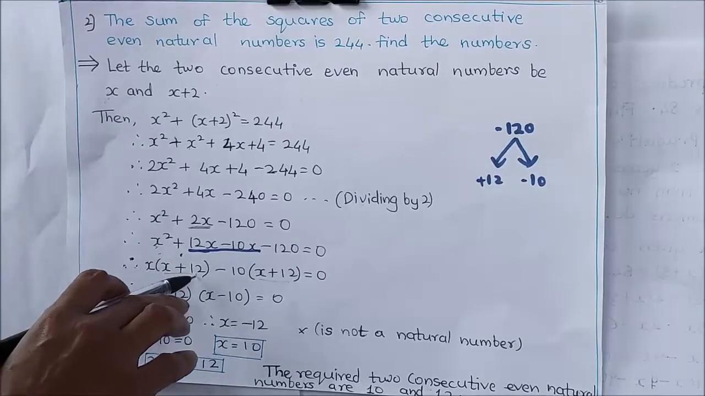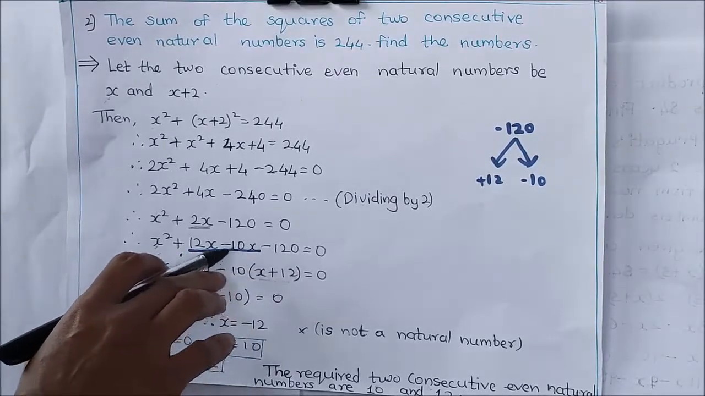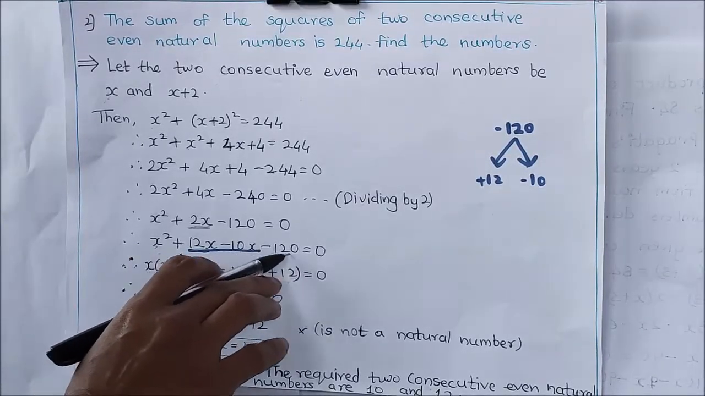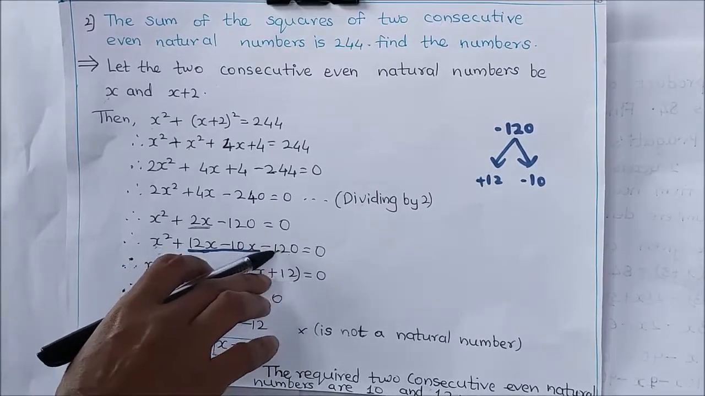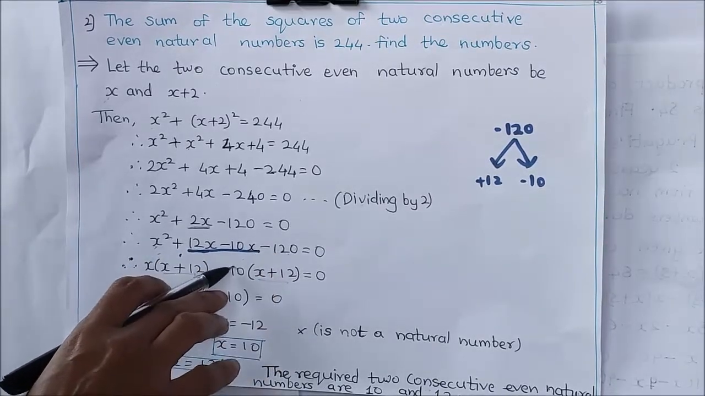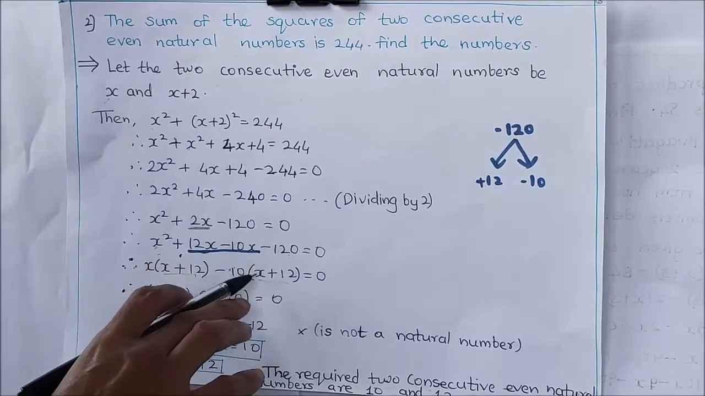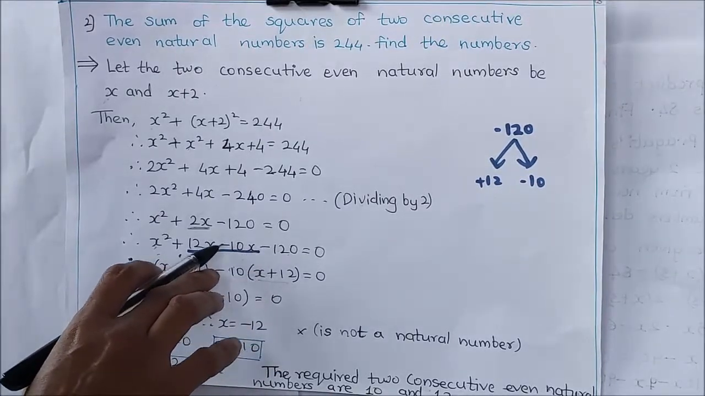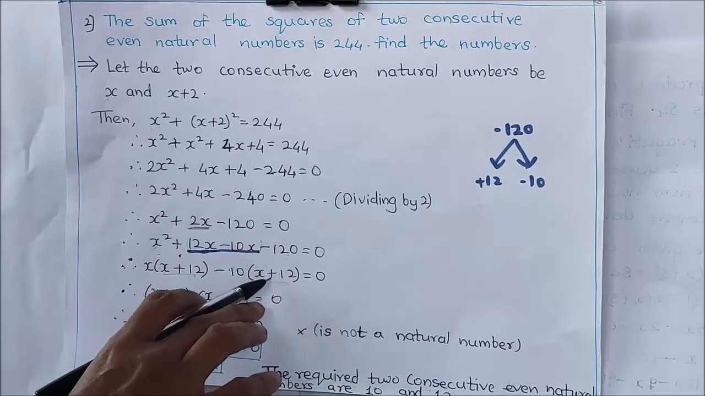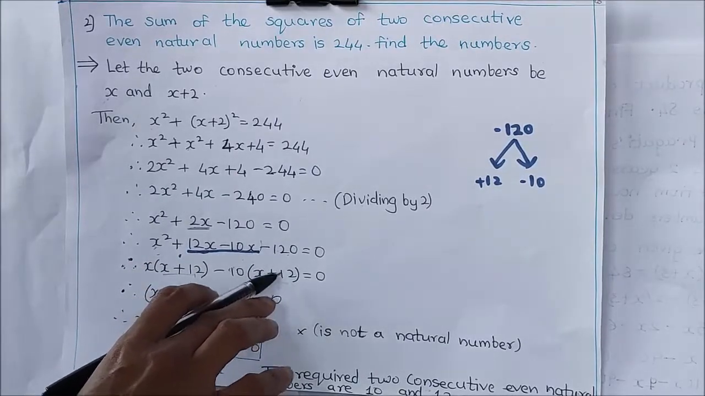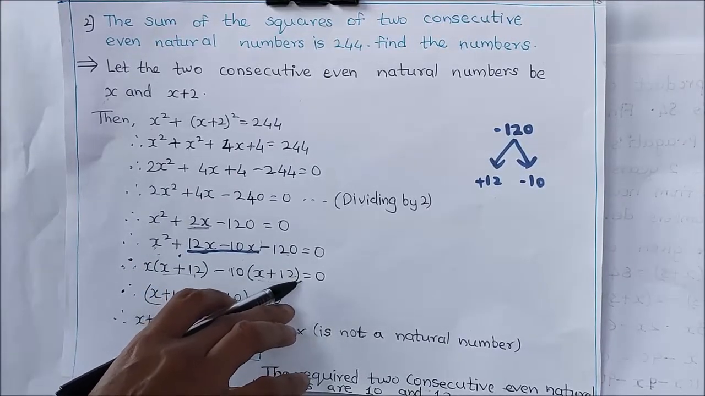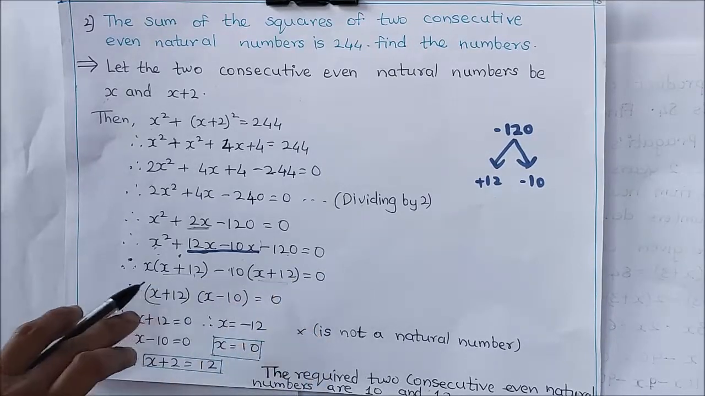X into x plus 12. In these two terms, these are multiples of 10: 10 and 120. So 10 I will take common out and then I will write in the bracket x minus 12. So minus I cannot write because minus of minus is plus. So we have to write x plus 12 in the bracket. Bracket complete equals to 0.